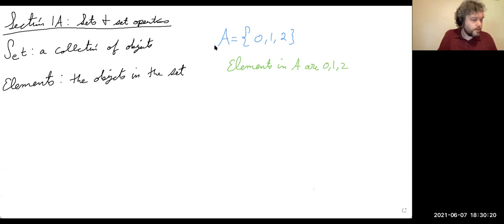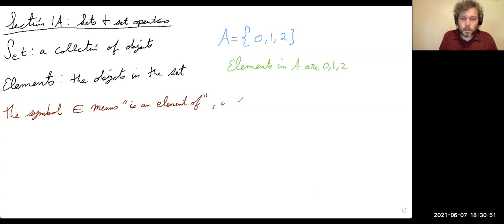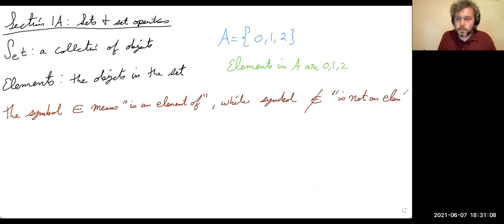The symbol, which is kind of like an E, means is an element of, and the symbol, which is that E crossed out, means is not an element of.